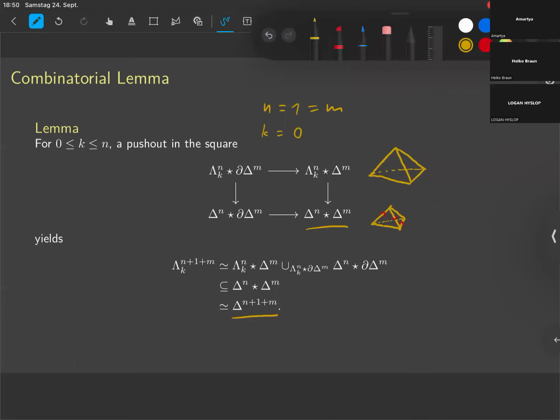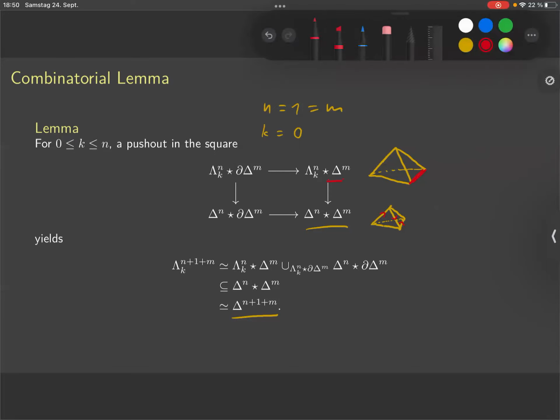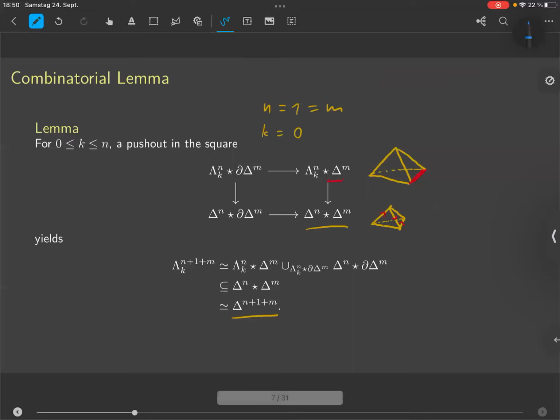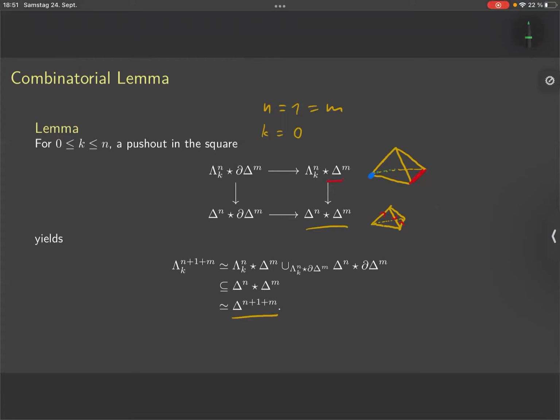Now m is 1, and this corresponds to this part, and that's this. And the 0 horn on the other side, this corresponds to this part, to this edge. And then we do the joinings. So it's here on the back and here.